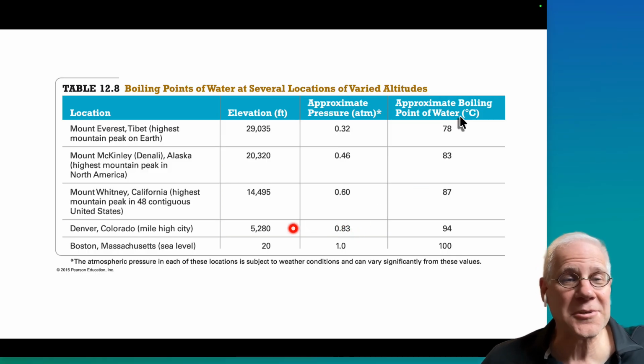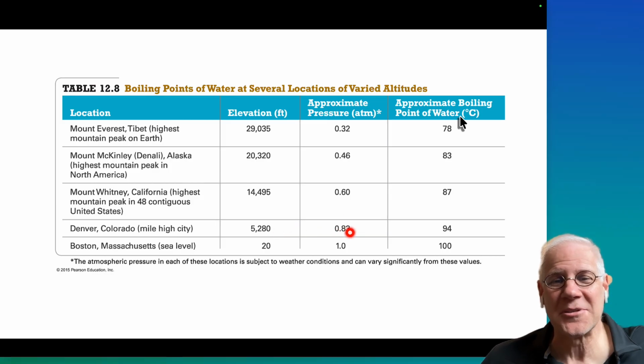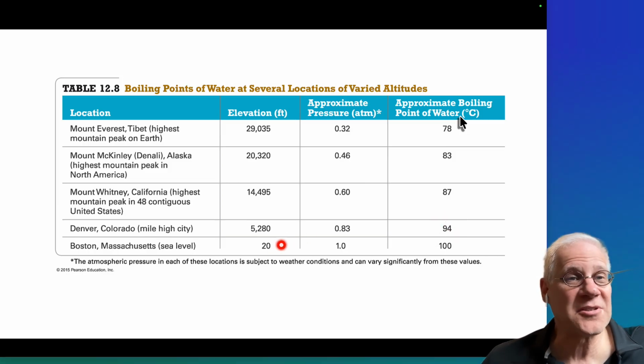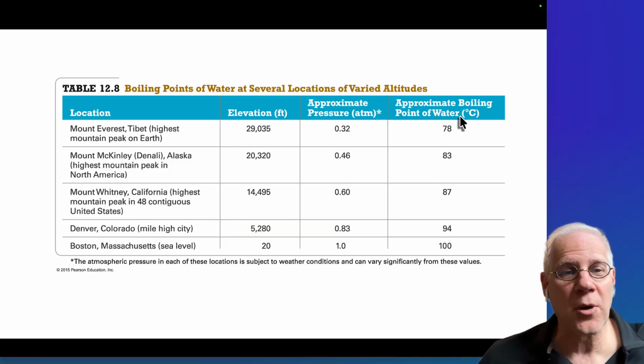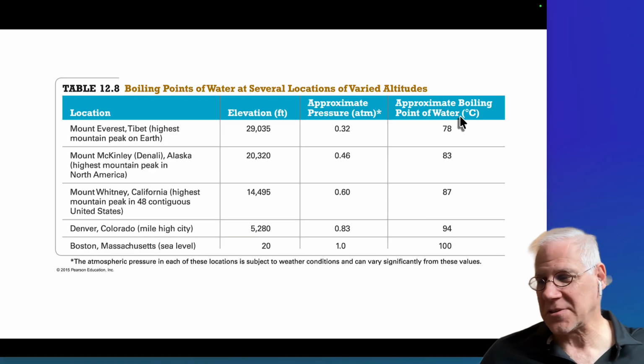Denver, Colorado, which I used to live in, is at 1 mile high, or 1.6 kilometers. You're at 0.83 atmospheric pressure, and the boiling point of water there is 94. And then if you go somewhere near sea level, like Boston, 20 feet above sea level, or about 6 meters, your atmospheric pressure is essentially 1, and you expect your boiling point of water to be right at what we expect, 100 degrees Celsius.